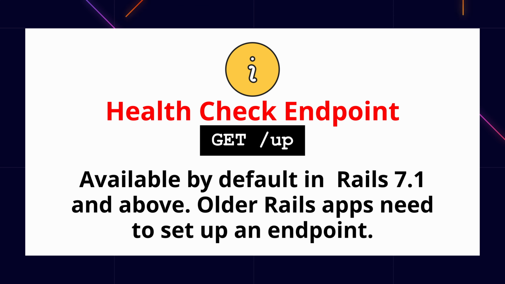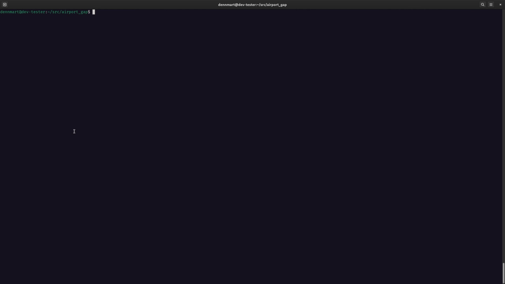Another prerequisite you need in your application is a health check endpoint. Kamal needs to send a GET request to an endpoint to ensure that it's up and running during deployment and while active. By default, Kamal will ping the up endpoint in your application. Rails 7.1 and newer applications have the health check endpoint set up at this route. For older Rails applications, you need to set up your own. The Airport Gap application uses Rails 7.1, so we won't need to do anything else here. With these prerequisites out of the way, let's begin setting up Kamal.